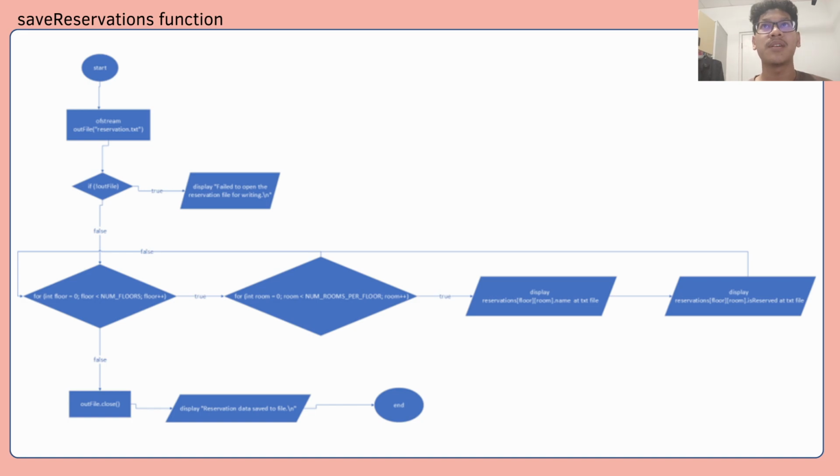And lastly, the delete reservation function is used to delete the reservation that we have entered. This function is almost the same as the reserve room function, but the difference is that we delete the reserved room, whereas in the reserve room function, we reserve a room for the user.